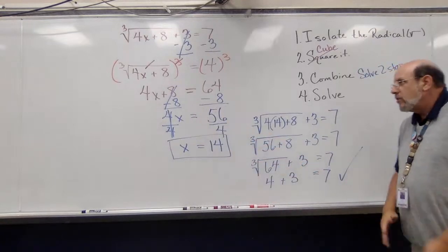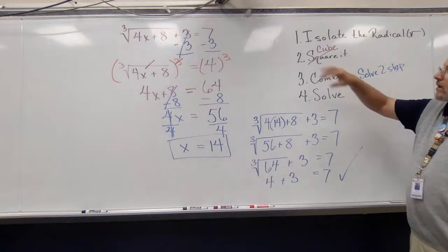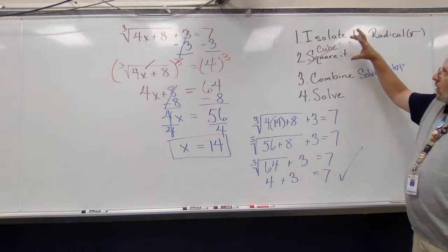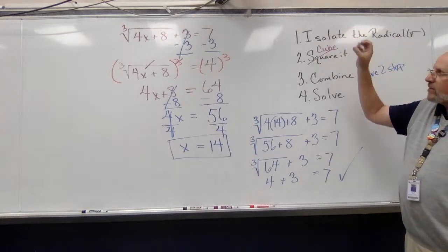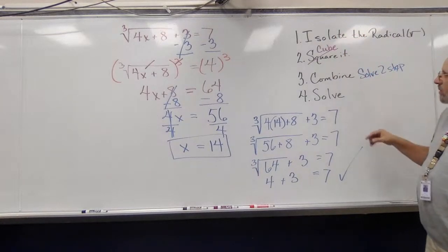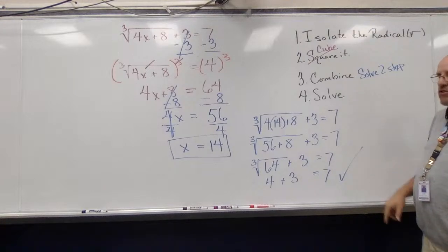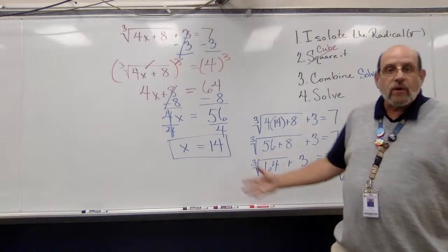Everything's great. So what do we do? We isolated the radical. We cubed both sides of the equation. We solved our two-step equation, and then we checked it just to make sure we had the right answer.